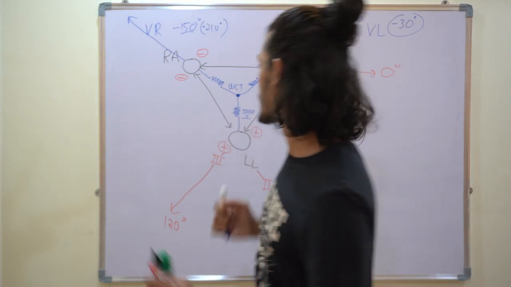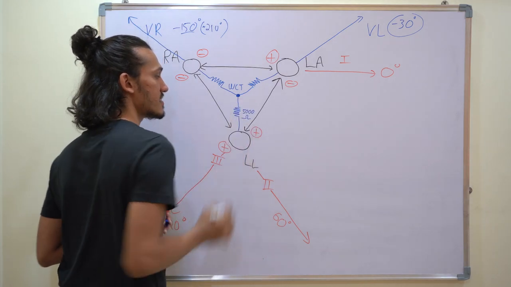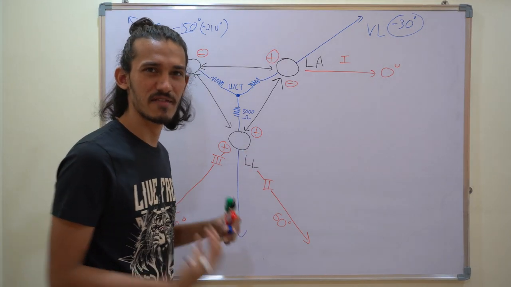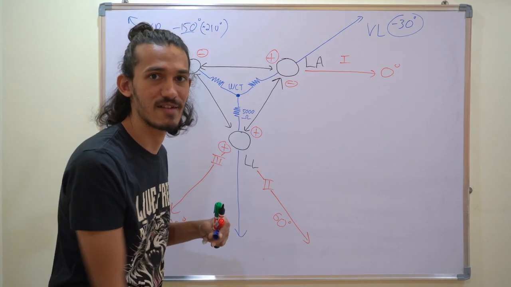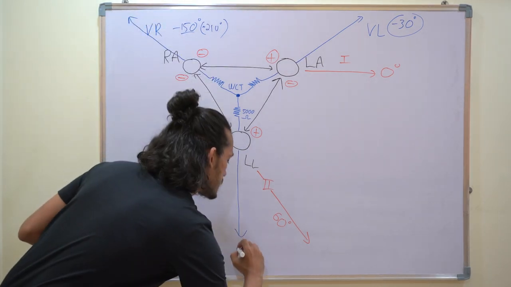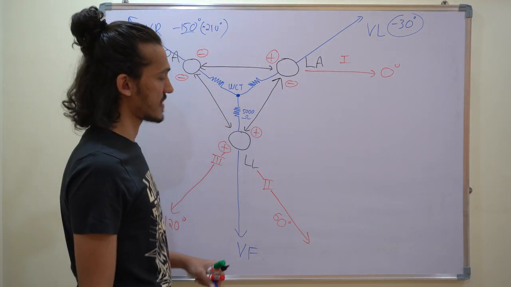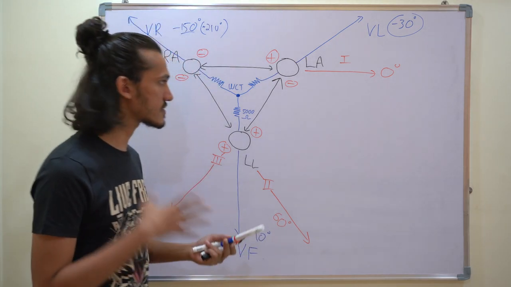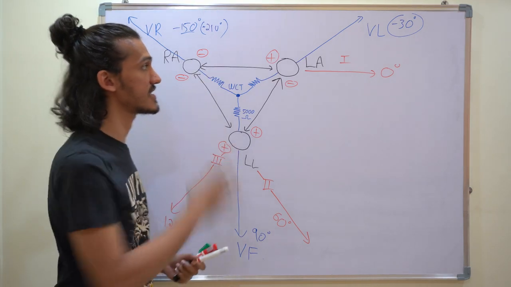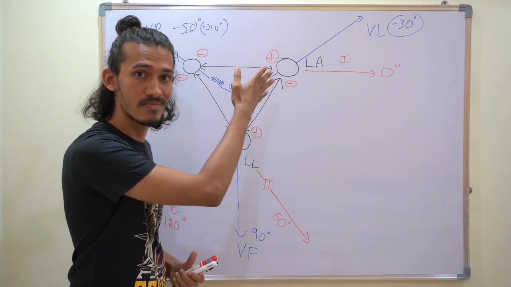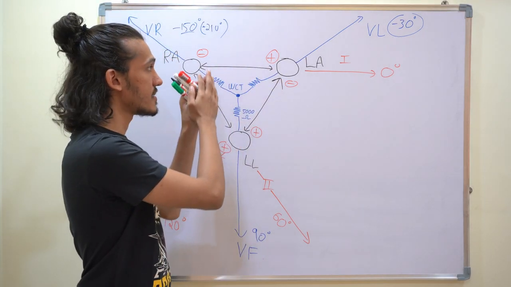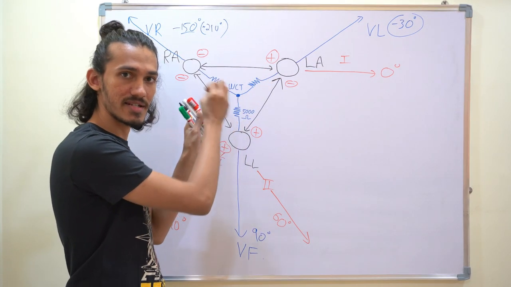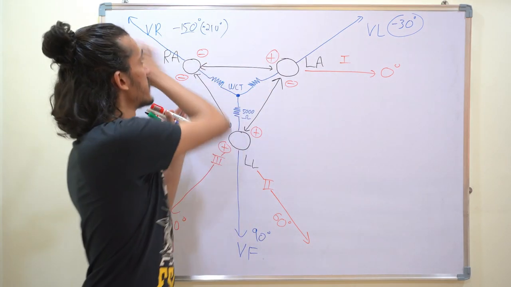Next up, from the Wilson's terminal, we are measuring towards the left leg. We take it as foot, because VL is already taken, so we take this as VF. And this is directly 90 degrees. So this is what Wilson had done. Einthoven had initially taken the bipolar limb leads, and after that, what Wilson had done was, he took a zero potential central terminal and measured VR, VL, VF.